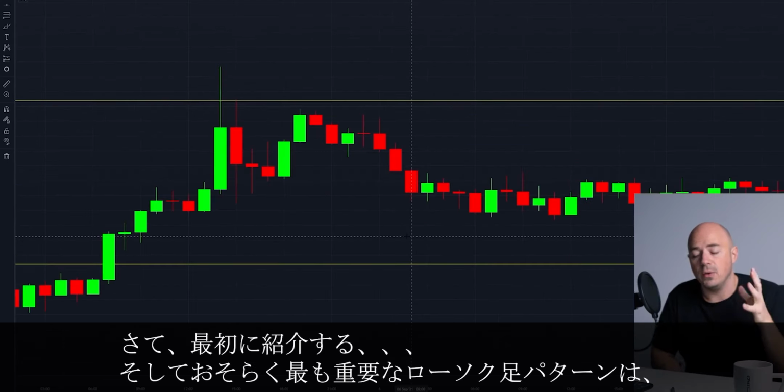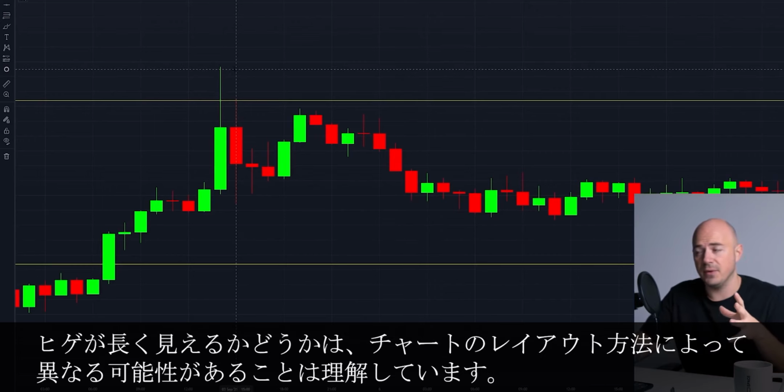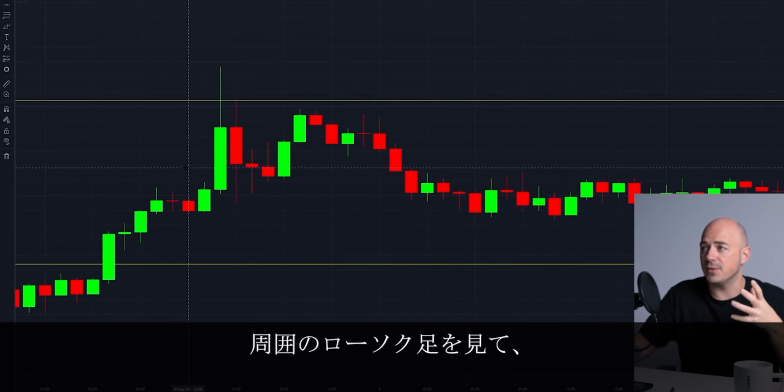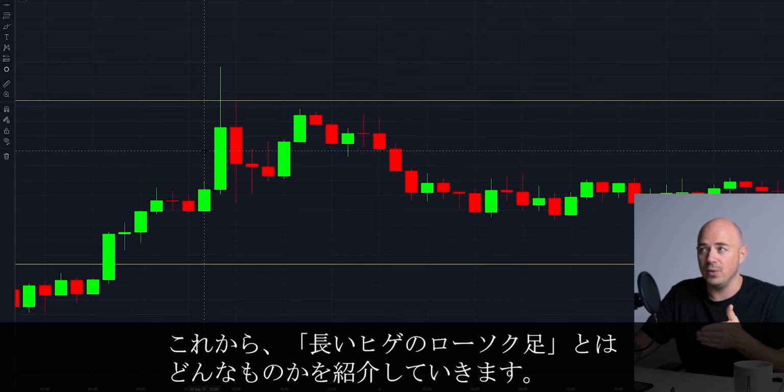So now going forward, as the price starts going in between these lines, these are going to be your take profit areas. Okay, so the first and probably most important candlestick pattern is a long wick candle. Now I know this can be different with how you have your chart view laid out, but what I want you to do is look at the surrounding candles and see what the average candle looks like in comparison to a long wick. And I'm going to show you what a long wick looks like.